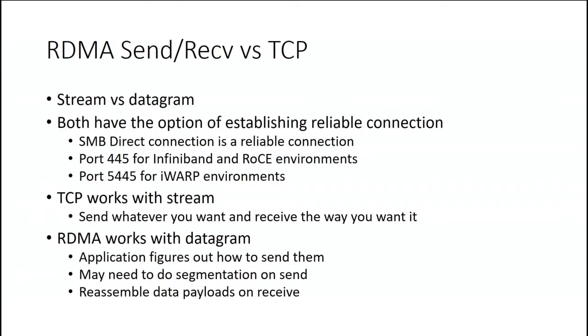So when we look at the RDMA send and receive versus TCP, there are so many similarities. They both have the option to establish a reliable connection. In fact, SMB Direct itself is a reliable connection, so that means that everything is reliable, of course. The port number is the same as the TCP port number. It's 445 on InfiniBand and RoCE environments. So when you want to connect to the peer, you just open port 445 and do a connection. It's the same as TCP.